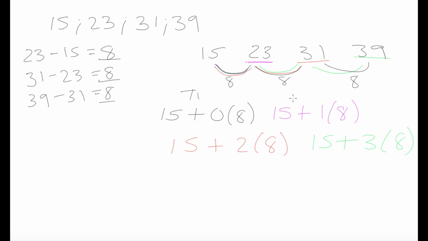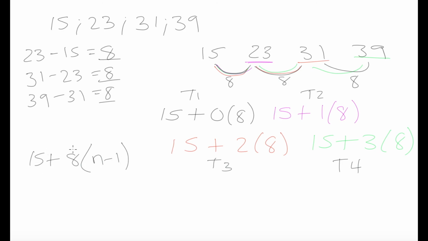So here we have T1, here we have T2, here we have T3, and here we have T4. And we can see that when we have T1, we're going to be multiplying by 0. When we have T2, we're multiplying by 1. When we have T3, we're multiplying by 2. And when we have T4, we're multiplying by 3. So we can write down our general formula as 15 plus 8 times n minus 1.